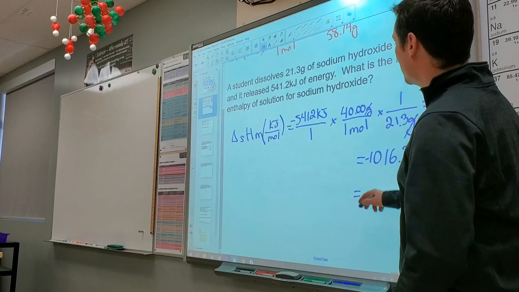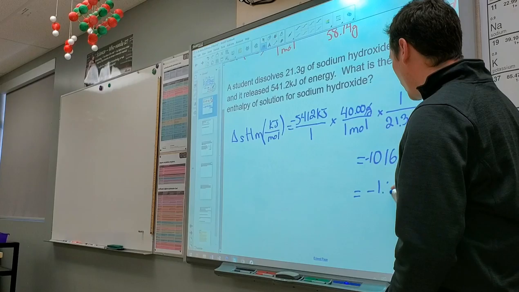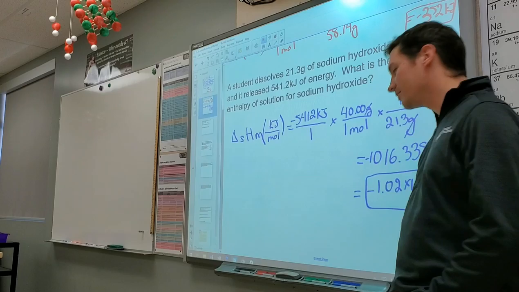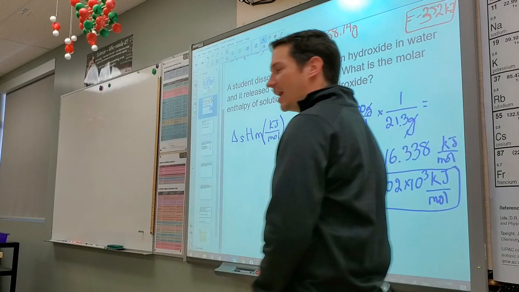You're not experts. So this is negative something. Now, what's the obvious answer why this is wrong? Significant digits, right? So we need three significant digits. Negative 1.02 times 10 to the 3 kilojoules per mole.